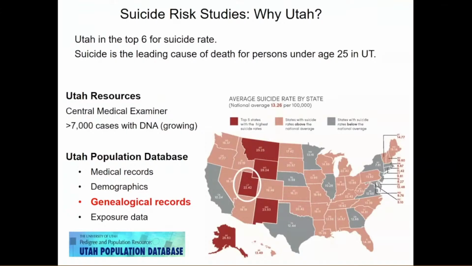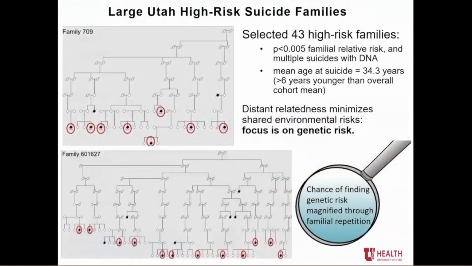We also have something called the Utah Population Database, which is a very large statewide database that has medical records data, demographics data, and very importantly, genealogical records that go back to the 1800s and sometimes even 1700s. So we can use that data to look for very large, high-risk families where we see more cases of suicide death than we would expect by chance.